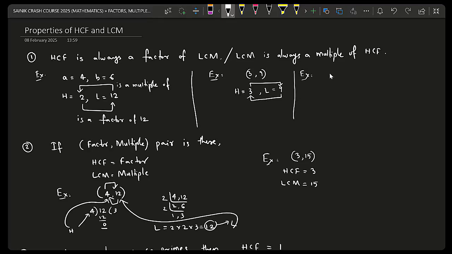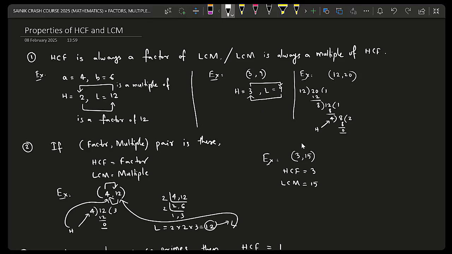If you take something like 12 and 20, shall we find the HCF? Dividing 20 by 12: 12 ones are 12 and the remainder is 8. With 8, let us divide 12 again. 8 ones are 8, remainder is 4. With 4, let us divide 8 again. 4 twos are 8, remainder is 0. So what is the HCF I got?